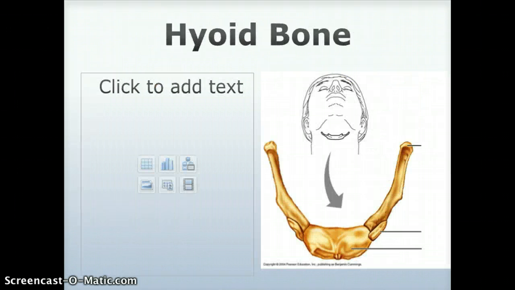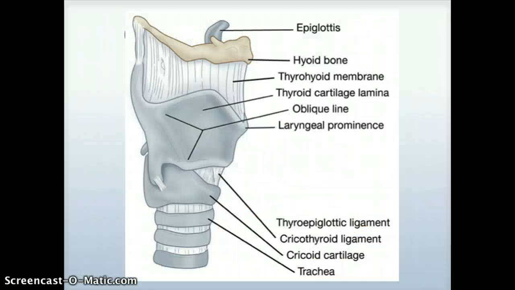Okay, so the thing that's unique about the hyoid bone is it actually does not articulate with another bone. So it looks like a free-floating U-shaped bone, and it joins the larynx with the tongue. Here's another view of this hyoid bone up here. It's joining the larynx with the tongue.